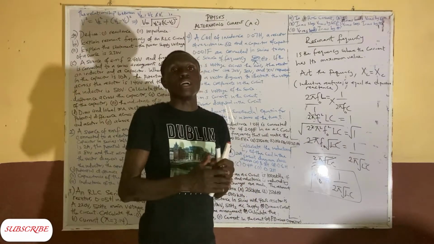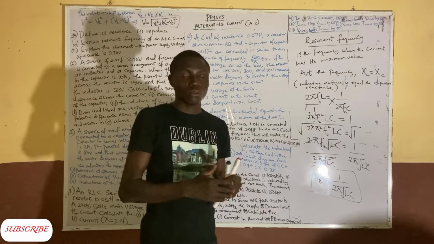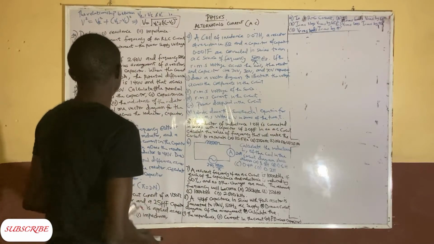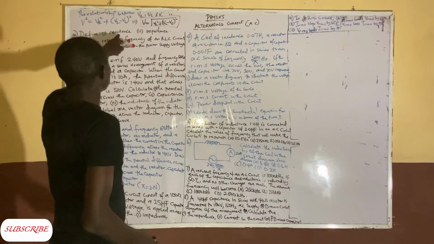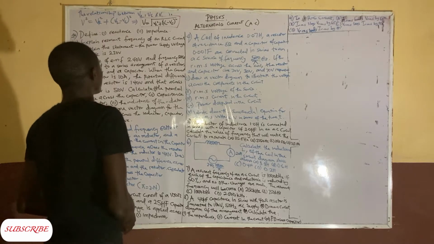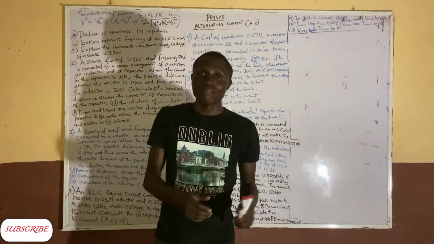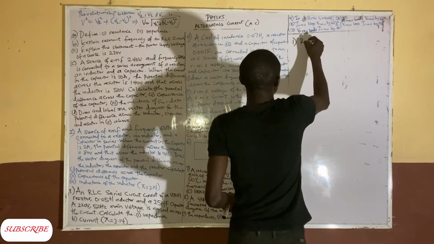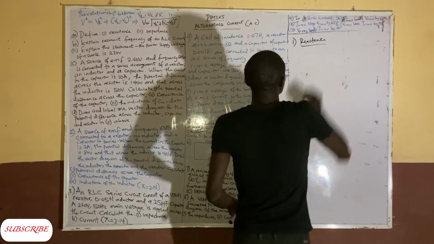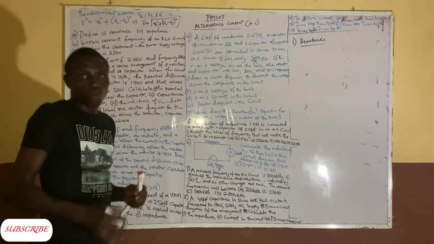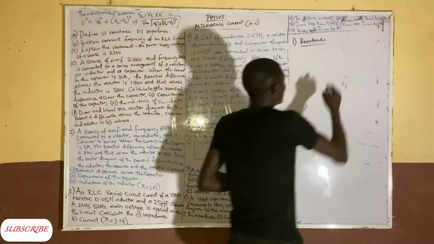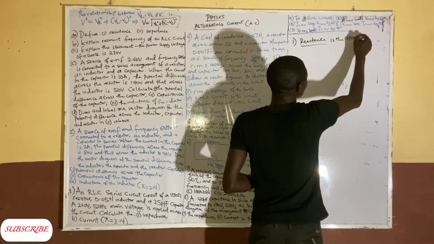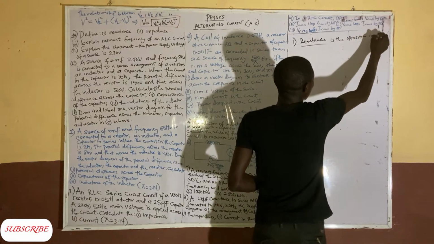Having done this, let's go into solving the problem before us, as we now know the formulas to apply. So let's look at the calculations and apply those formulas. The first question is about reactance. Reactance is the opposition, measured in ohms.